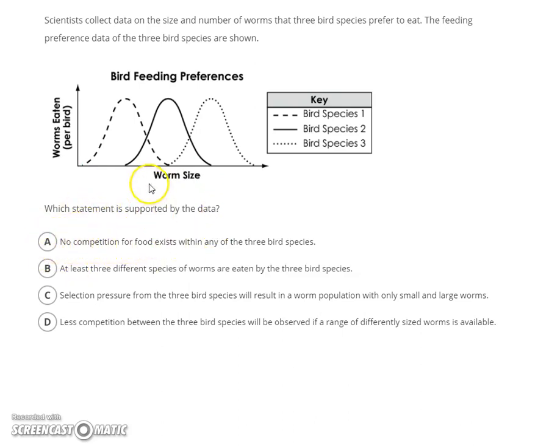So A, no competition. No, that's not true. There's some competition. At least 3 different species of worms are eaten. We don't know how many species. Selection pressure results in a worm population with only small and large worms. No, probably not. Less competition will be observed if a range of different sized worms is available. That was our answer.